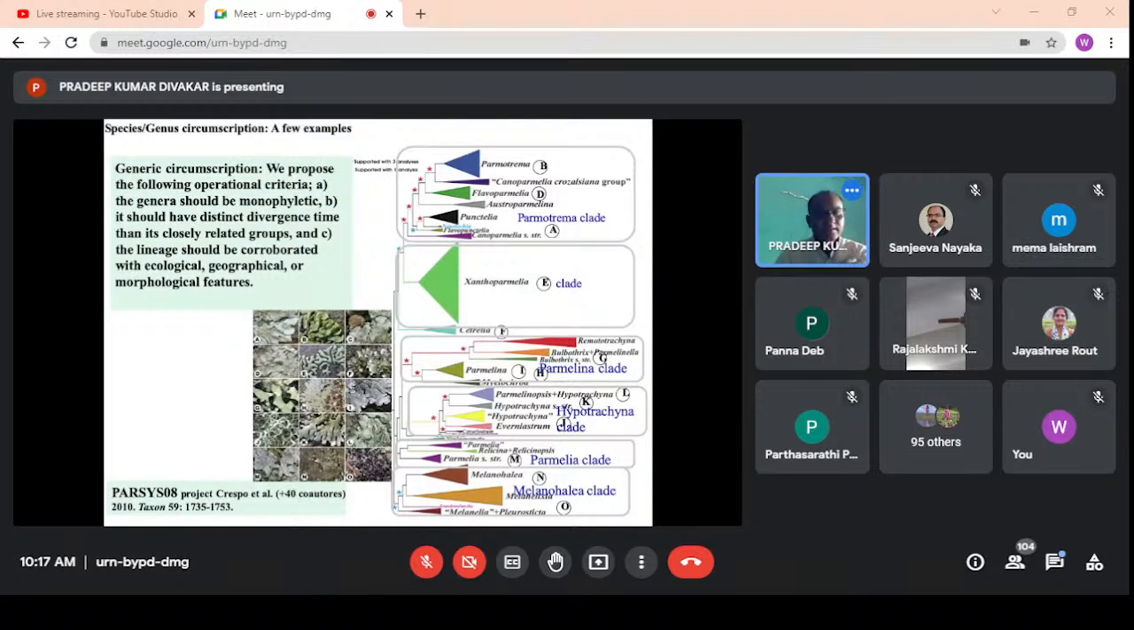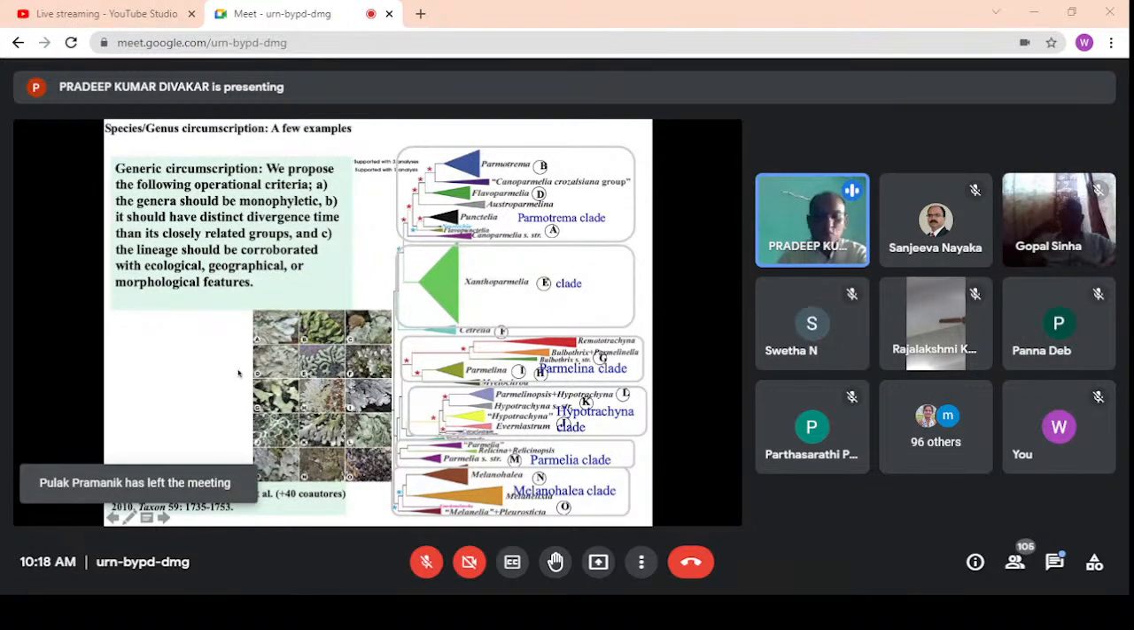First, that the genera should be monophyletic. This is the first criteria. And the second, it should have distinct divergence time than its closely related group. And the third criteria is the lineage should be corroborated with the ecological, geographical, or the morphological feature. These were the three criteria that we proposed based on the molecular phylogeny, or in other words, we could say the molecular phylogeny helped us or allowed us to propose these criteria for generic circumscription.